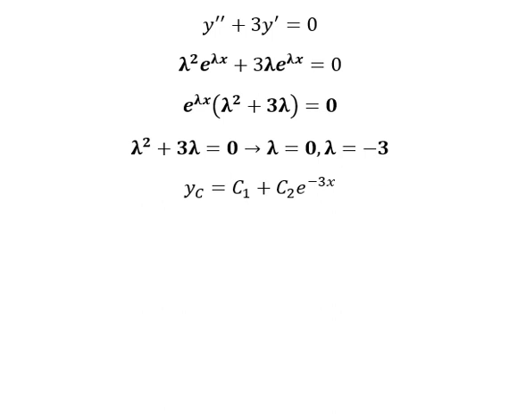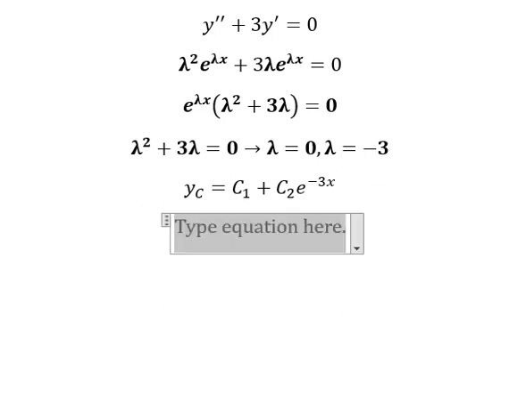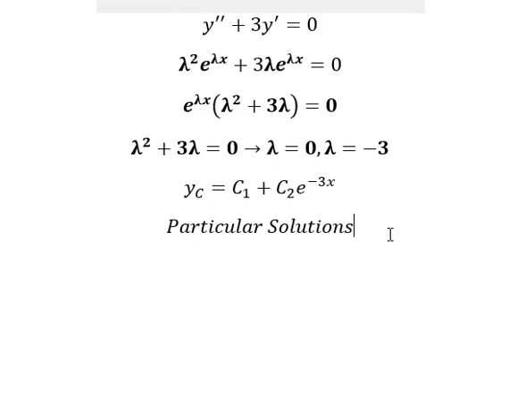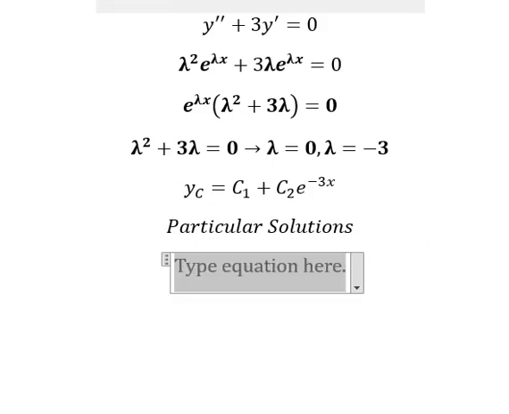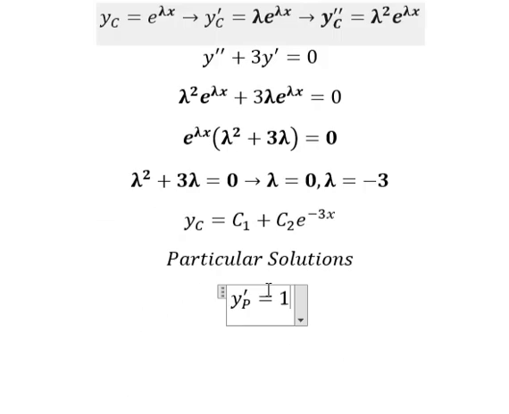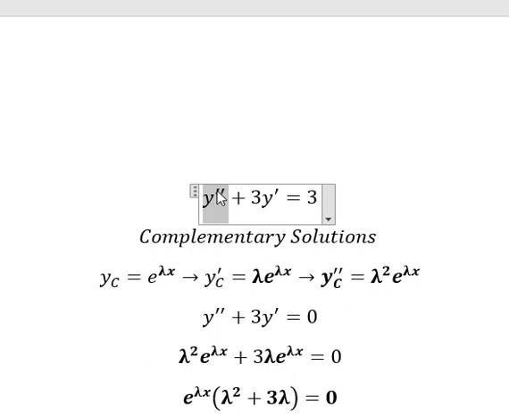Now we go to the particular solution. So in this one we have 3. That means this one in here should be 1. So the first derivative of yb is 1, because when we do the second derivative of this one, you get 0, but this one equals 1. So 3 and 3 on both sides will be the same.